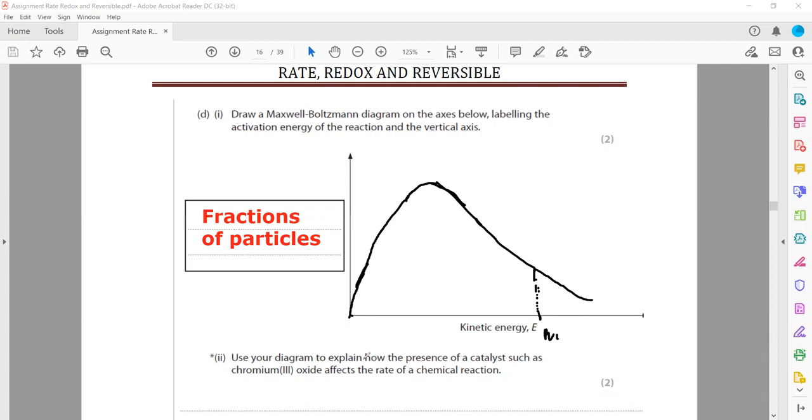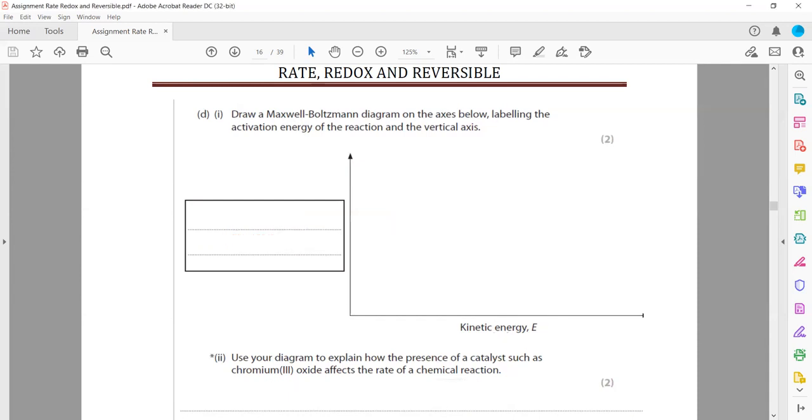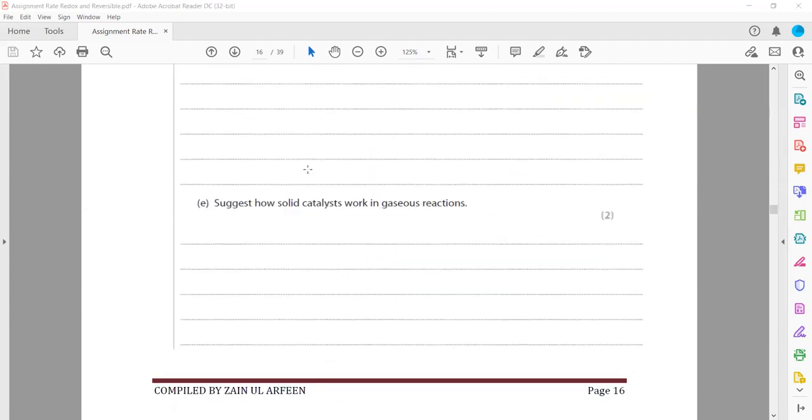Use your diagram, explain how the presence of a catalyst such as chromium(III) oxide affects the chemical reaction. So how does chromium(III) oxide affect the chemical reaction? It lowers the activation energy. As a result, when it lowers the activation energy, there will be a greater proportion of the particles with activation energy. That's why the rate of the reaction will increase. This same explanation you have to write in the space given.